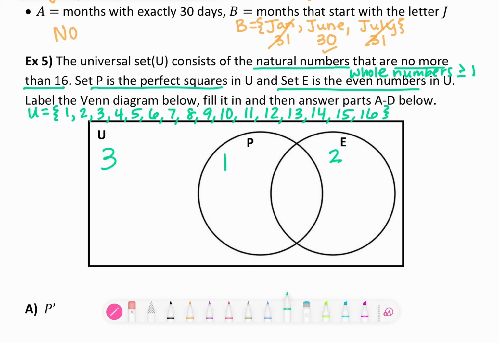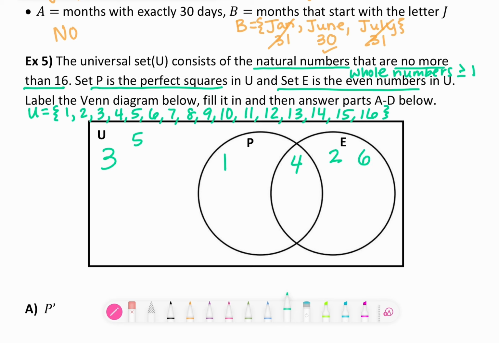4 is a perfect square because 2 times 2 is 4. It's also even because it's a multiple of 2, right? 2, 4. So that means it goes in the intersection, in the center where they overlap. 5 is not a perfect square, also not even, so it goes out here with 3. 6 is not a perfect square, but it is even, so it goes in the circle with 2.